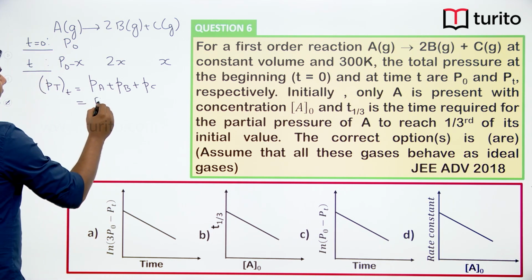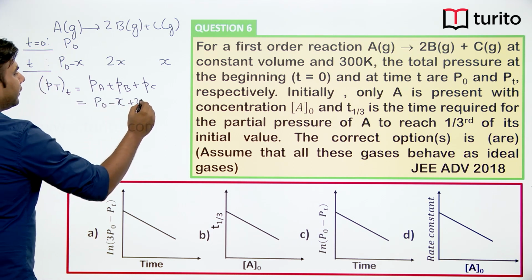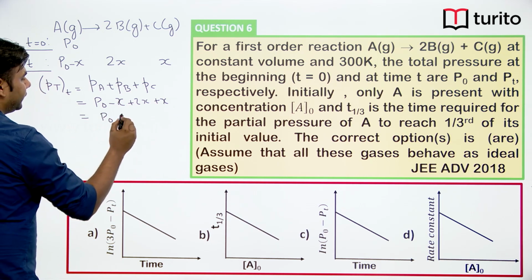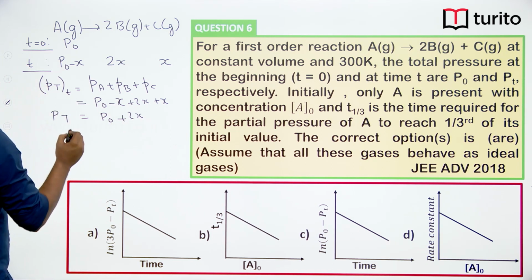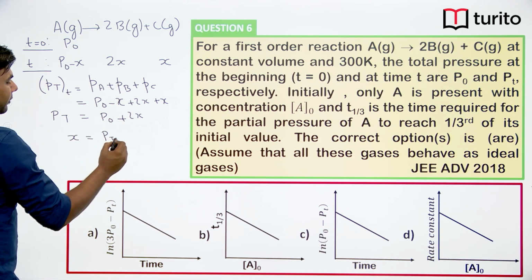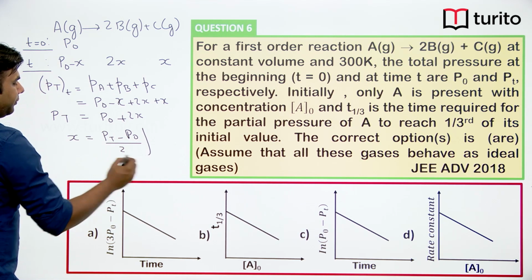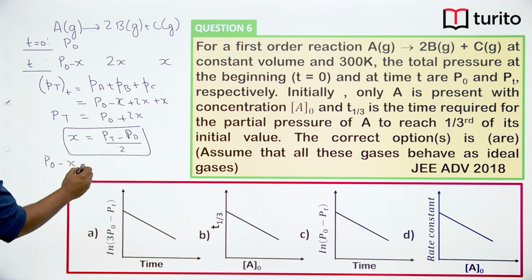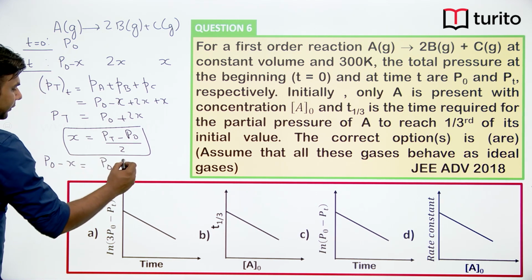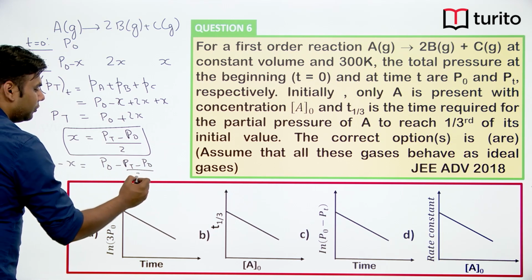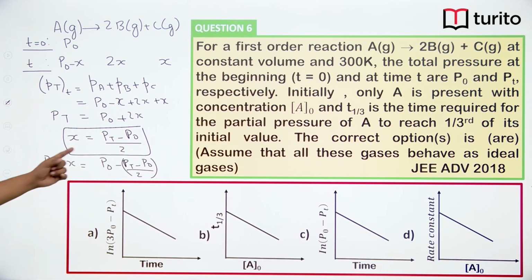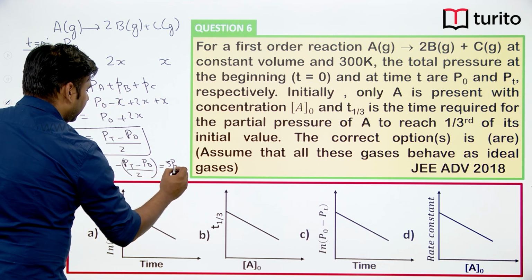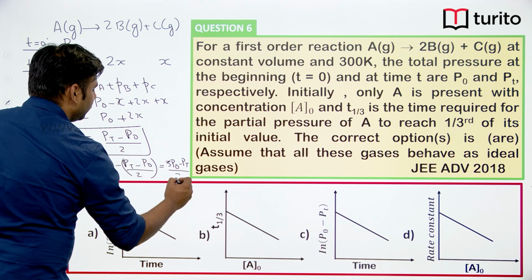If you add this, we get P naught plus 2x. So basically PT is equal to P naught plus 2x, so x will be PT minus P naught by 2. If we take P naught minus x, it will be P naught minus (PT minus P naught) by 2. We keep 2 over here, so this is 2 P naught minus PT plus P naught, which will become 3 P naught minus PT upon 2.